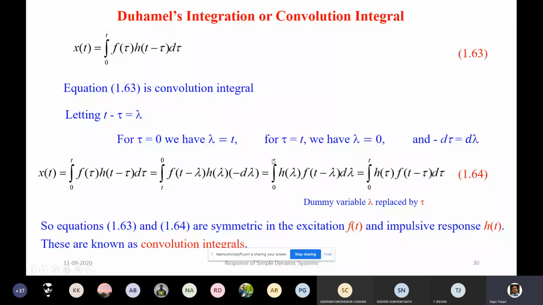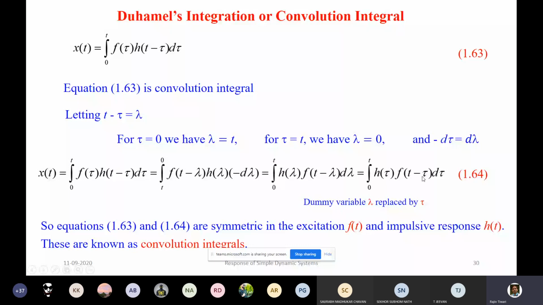So the final form of the convolution integral is this, after the new variable, because this is a dummy variable. We are able to switch back again. So lambda, again we switch back to tau here. This was the final form in the lambda form, but again we replace lambda with tau.